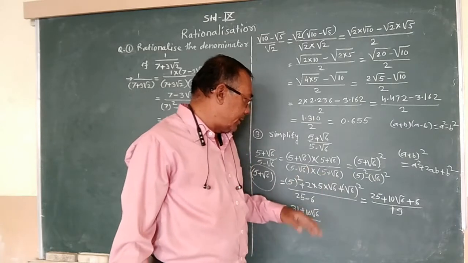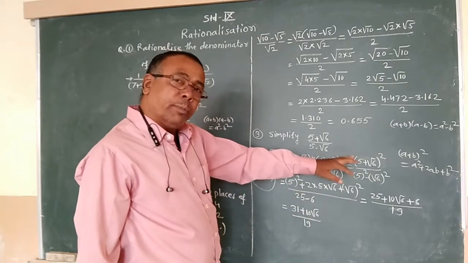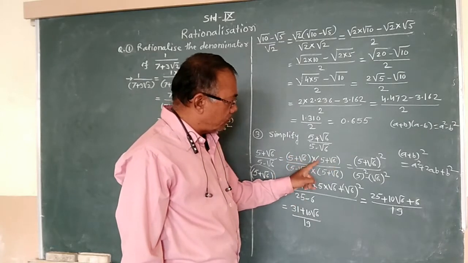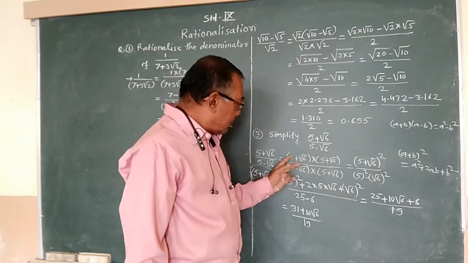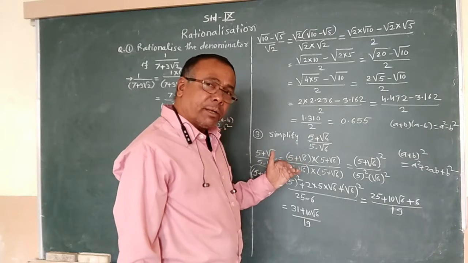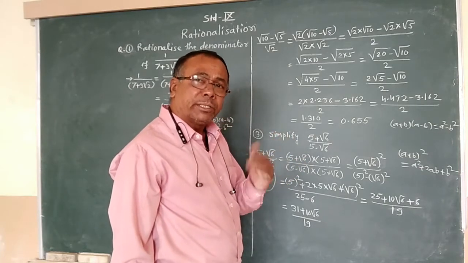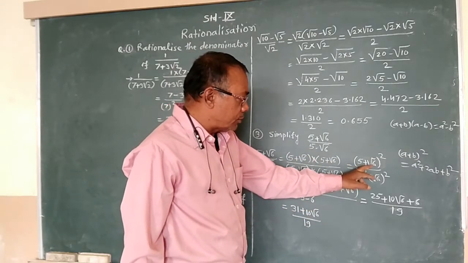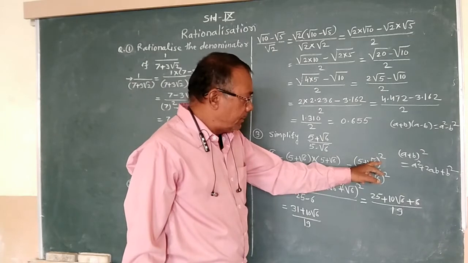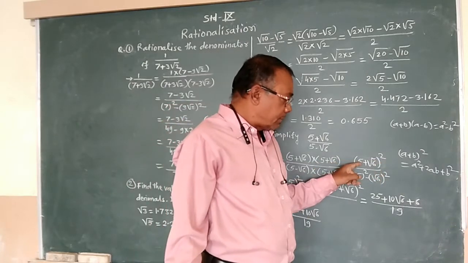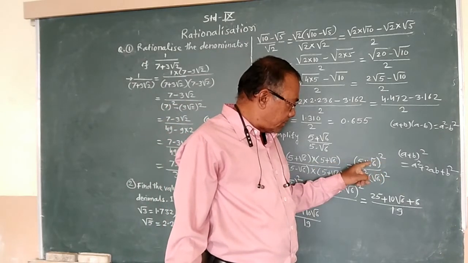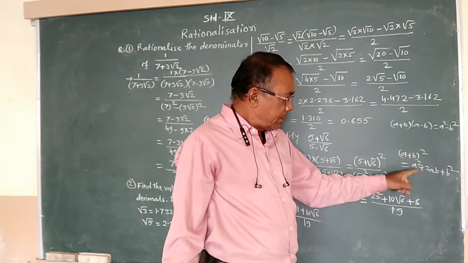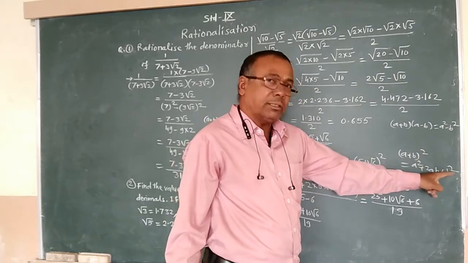So we will get here at the numerator both the brackets are same, means 5 plus root 6 into 5 plus root 6. We know that square means multiplication of the same number by that number. So the square of 5 plus root 6 will be here, and this bracket is (a plus b) square, which will be a square plus 2ab plus b square.